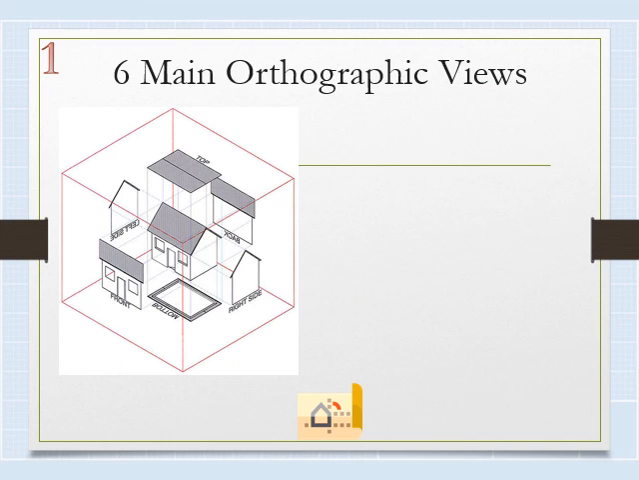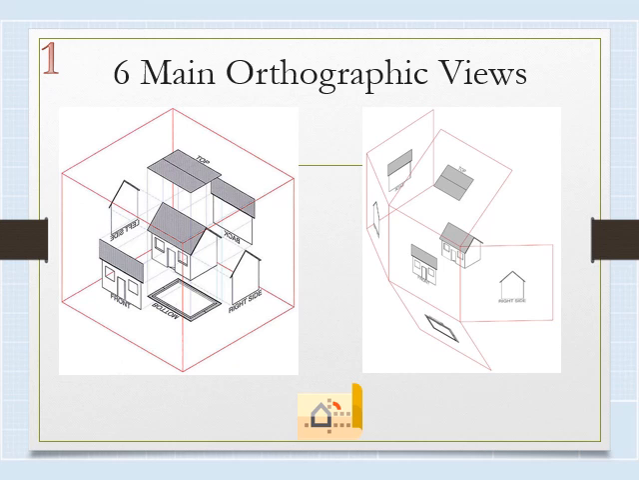In lesson number 1, we were introduced to the 6 main orthographic views. We talked about the glass box theory and using planes of projection. So our 6 main views were front, top, right side, left side, bottom, and back. The 3 that we see the most often are front, top, and right side. And our drawings that we looked at used mainly third angle projection.